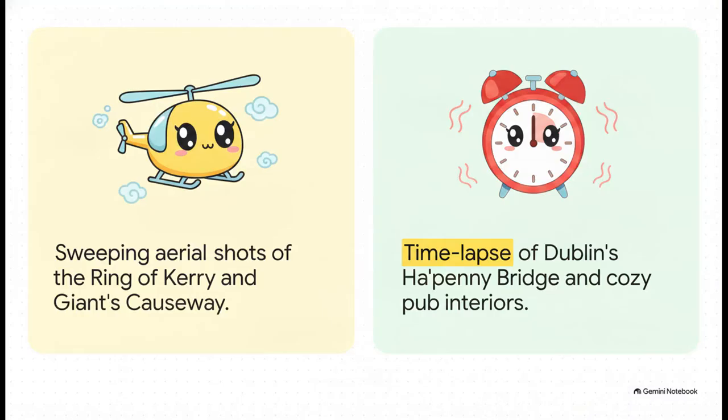And within that timeline, a perfect prompt acts as a virtual director. It purposefully contrasts macro pacing, like those sweeping aerial shots of the Ring of Kerry and the Giant's Causeway, with micro pacing, where we drop down into a kinetic time-lapse of Dublin's Halfpenny Bridge at dusk, or inside cozy pub interiors. Varying those camera angles and techniques, from slow sweeping drones to fast time-lapses, is exactly how you keep a 10-minute explainer incredibly dynamic and engaging.